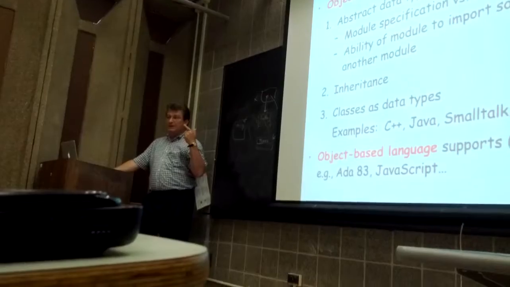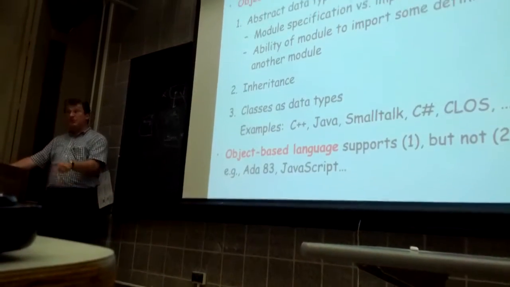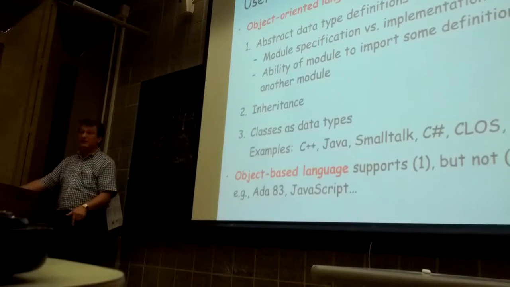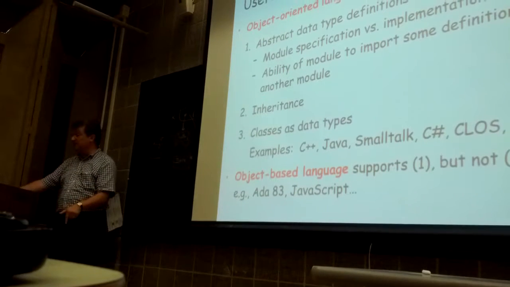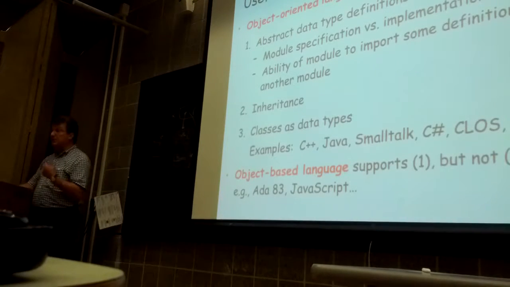The identifier of each class can be used as a data type. So if you define a class person, you can define identifiers of class person or create new instances of class person. And it has to support inheritance. That's what it means for a language to be object-oriented. And it's not much.